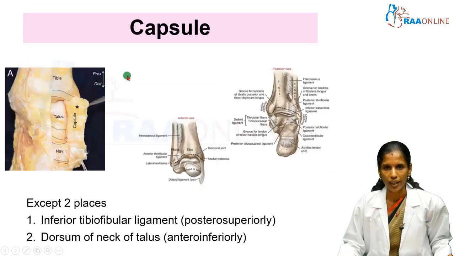Coming to the capsule of the ankle joint, the capsule is proximally attached to the articular margins of both tibia and fibula, except on the postero-superior aspect, where it is attached to the inferior tibiofibular ligament. On the distal aspect, it is also attached to the articular margins of the talus, but on the dorsum of the neck of the talus, a little bit of the neck region is included within the capsule of the ankle joint. So except in two places, the capsule will not attach directly to the articular margin. Those are the inferior tibiofibular ligament on the posterior aspect and the dorsum of the neck of the talus on the antero-inferior aspect.